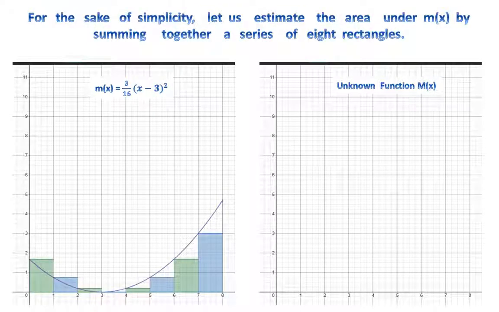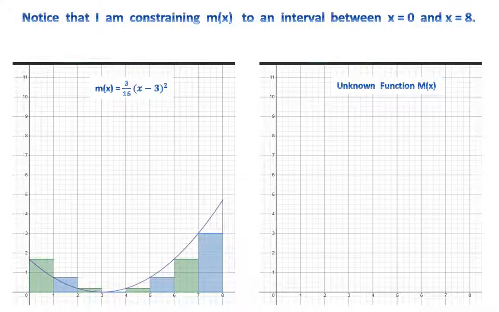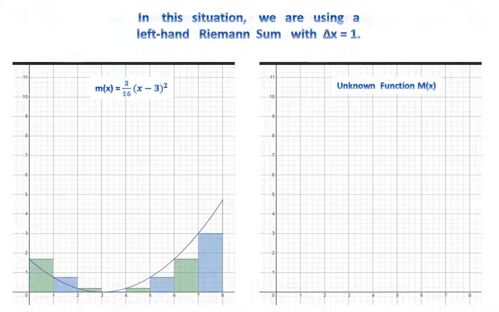For the sake of simplicity, let us estimate the area under little m of x by summing together a series of 8 rectangles. Notice that I am constraining little m of x to an interval between x equals 0 and x equals 8. In this situation, we are using a left-hand Riemann sum with delta x equal to 1.